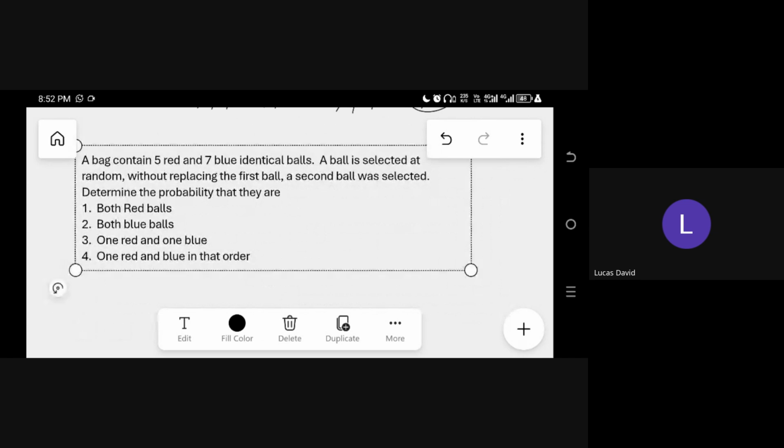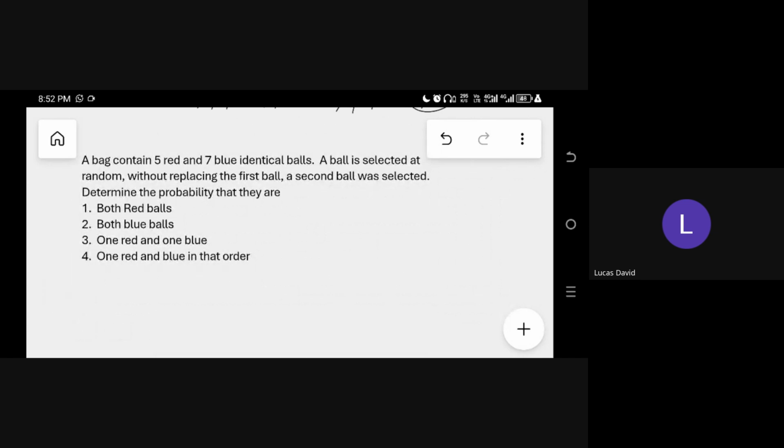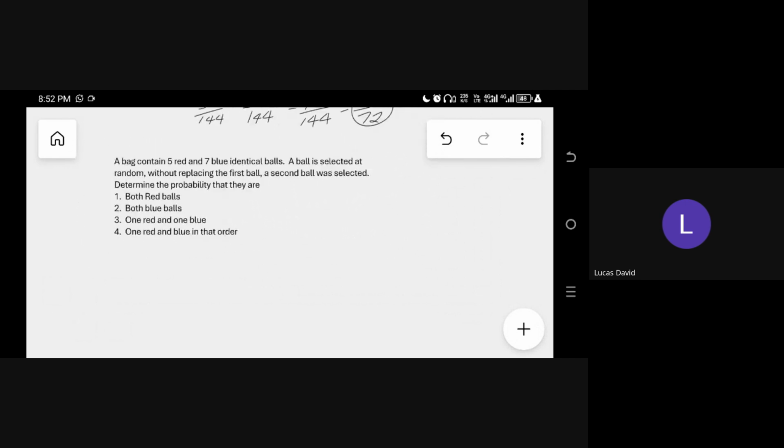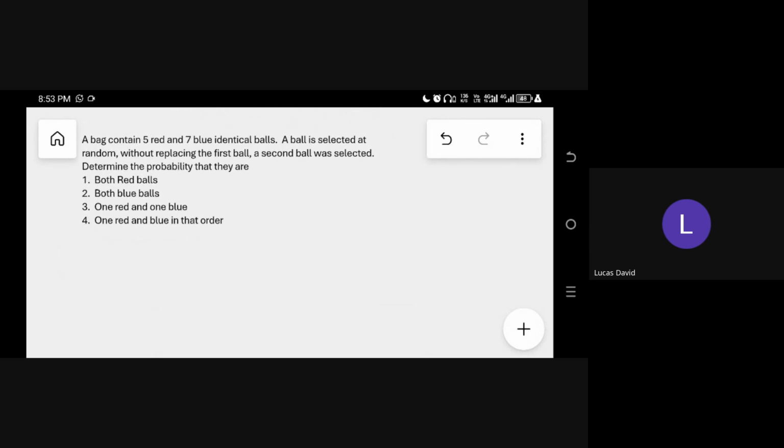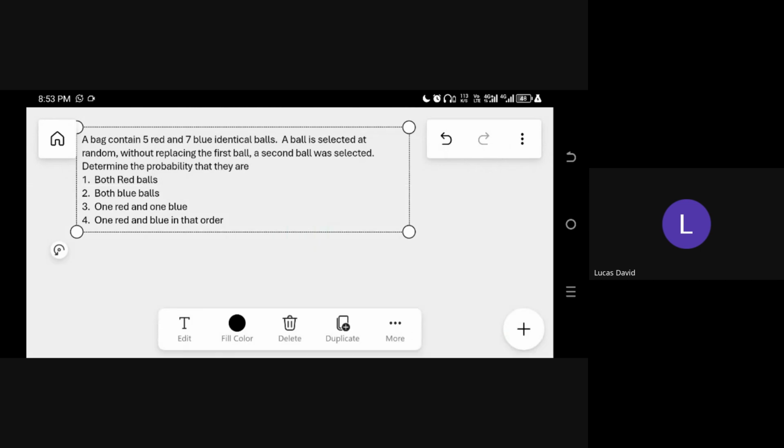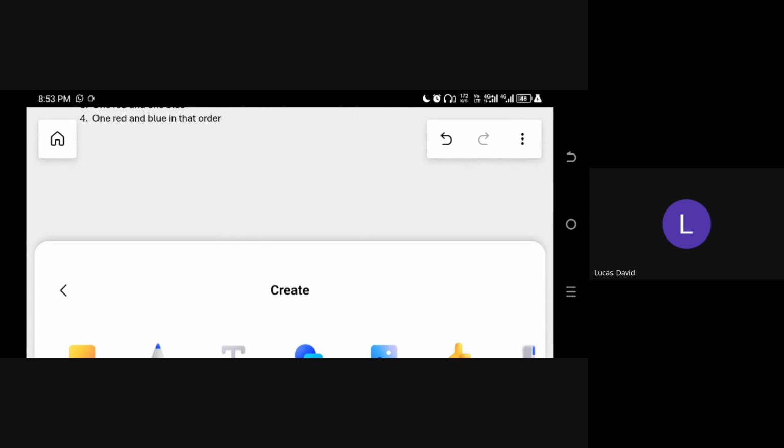So this is the pattern of question you should hope to see if you are looking forward to solving questions relating to probability, which definitely you'll be seeing, but we do not know in what form it will come. But this is just an actual recurring question. Now, a bag contains 5 red and 7 blue identical balls. A ball is selected at random. Without replacing that first ball, a second ball was selected. Now determine this probability. So first thing we'll do, we have to draw the tree diagram for this without replacement.